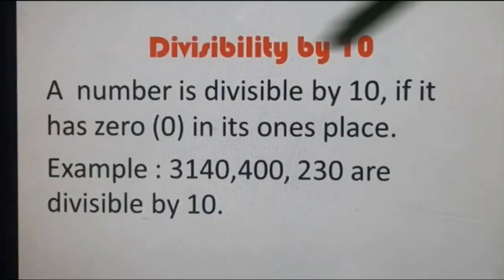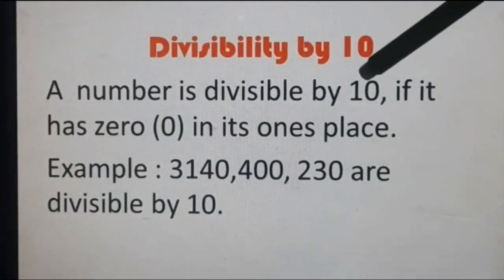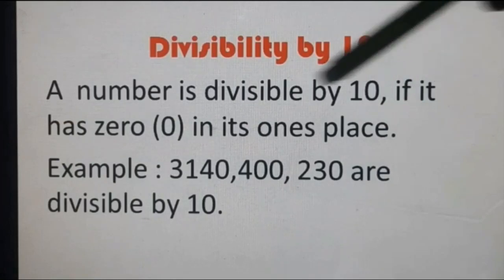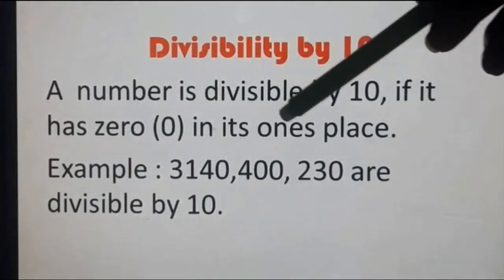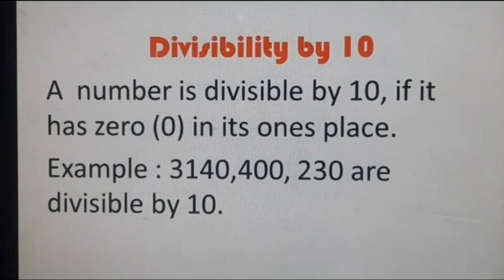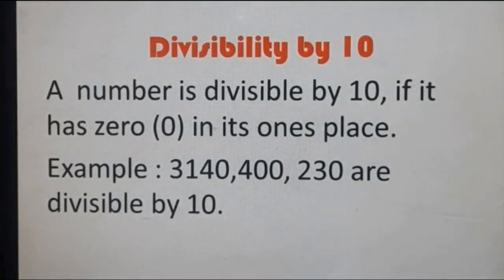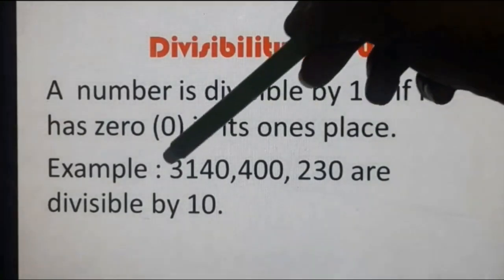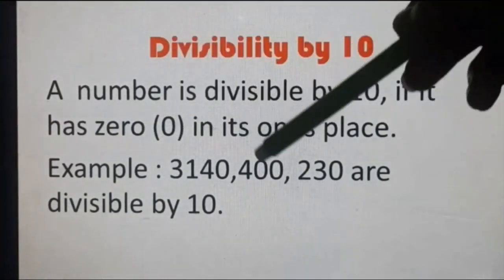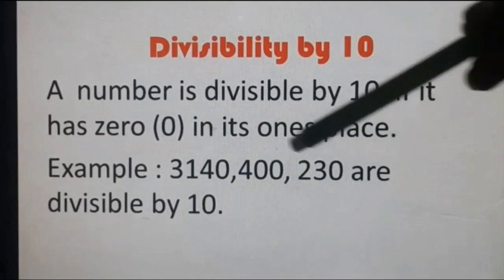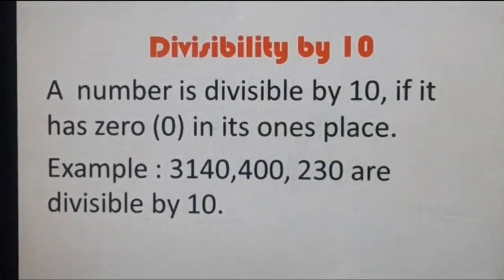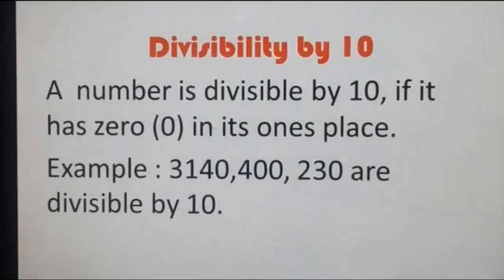Very simple rule. A number is divisible by 10 if it has 0 in its ones place. If the ones place is containing 0, the number is divisible by 10. Clear? 3140, 400, 230, they all are divisible by 10 because their ones place is 0.